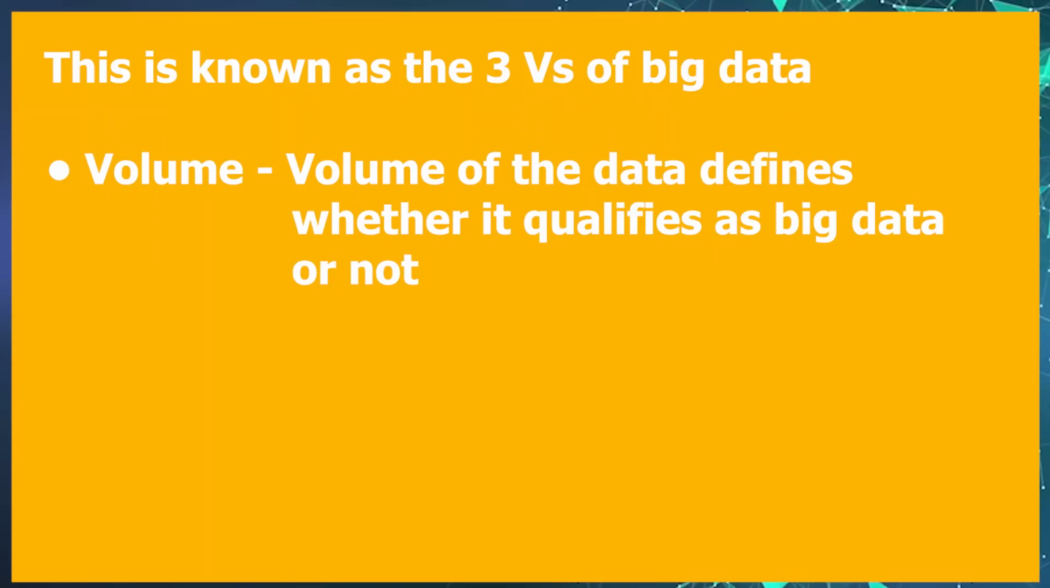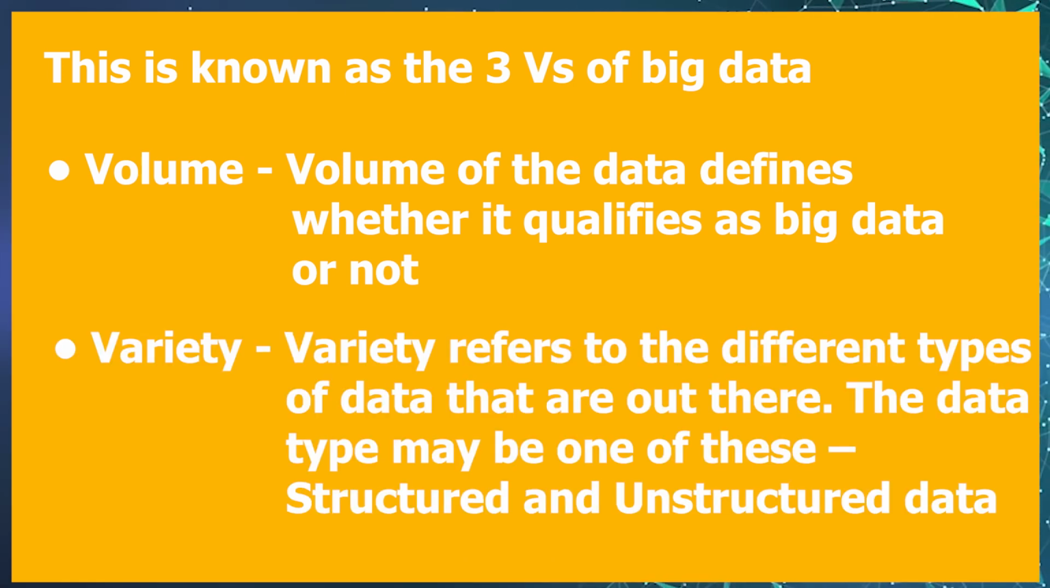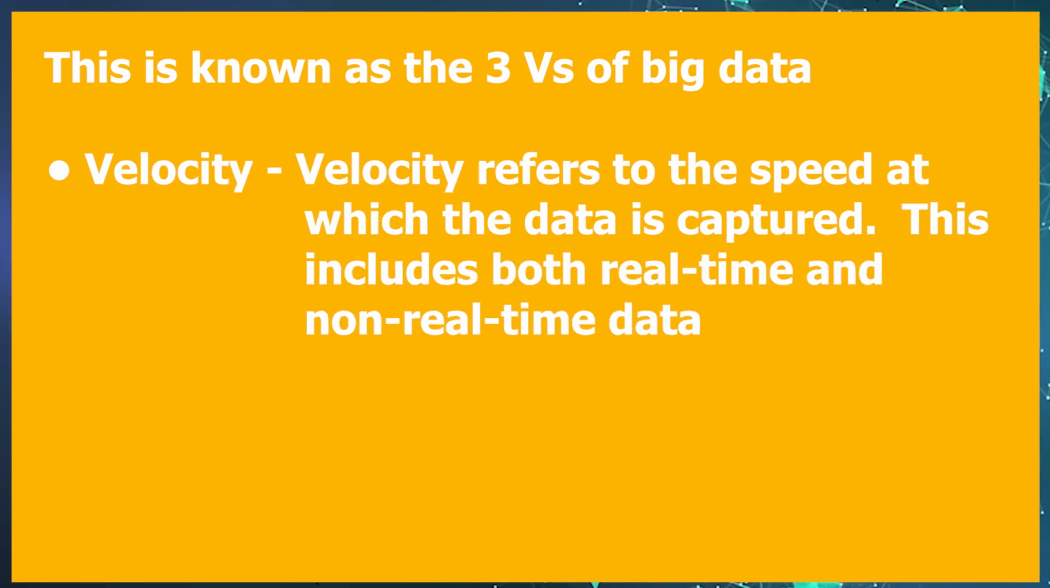Volume. Volume of the data defines whether it qualifies as big data or not. Variety. Variety refers to the different types of data that are out there. The data type may be one of these: structured and unstructured data. Velocity. Velocity refers to the speed at which the data is captured. This includes real-time and non-real-time data.